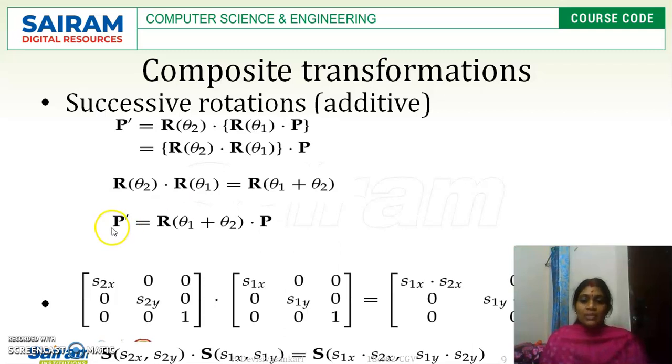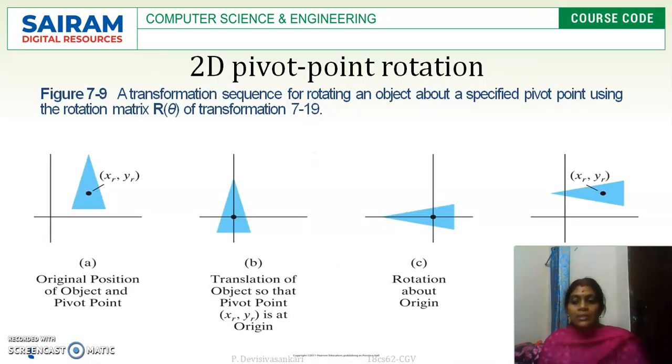The same way for scaling also. Separately they have given the S2 scaling factor and S1 scaling factor. Finally, we just multiply S1 and S2. Then only we can enlarge the size, right? So this is called composite transformations. In these composite transformations, we are going to study two different parts. The very first one is 2D pivot point rotation.